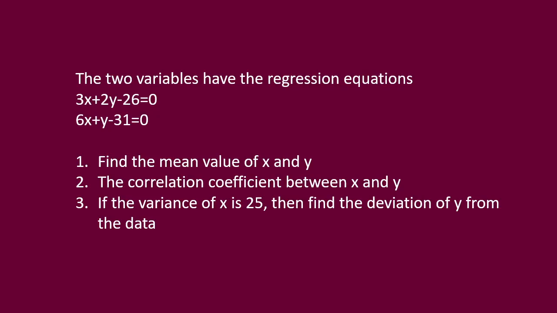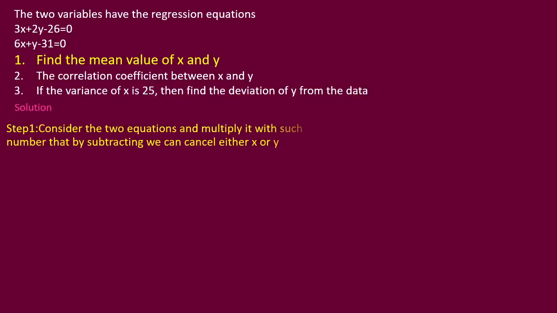So they have given only two equations here. They have said the regression equations of two variables are given here. Let me start with the first one, that is the mean value of x and y. For this, consider the two equations and multiply them by such numbers that by subtracting the two equations we can cancel either x or y.